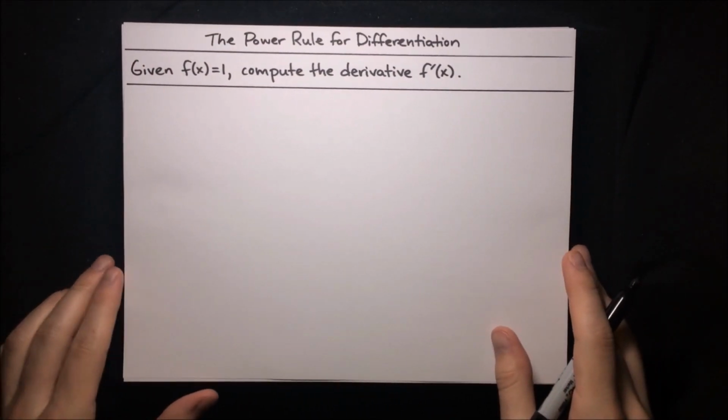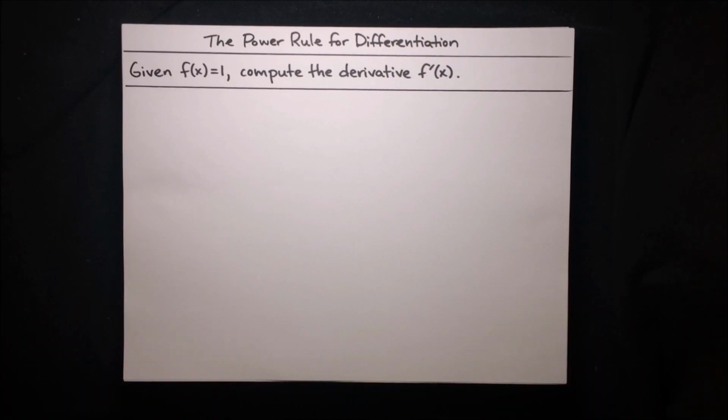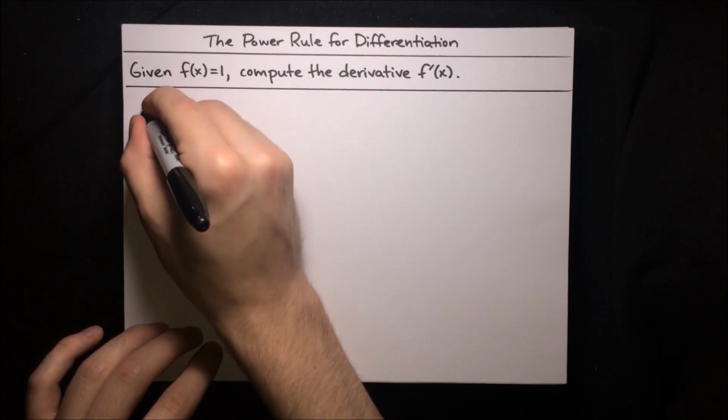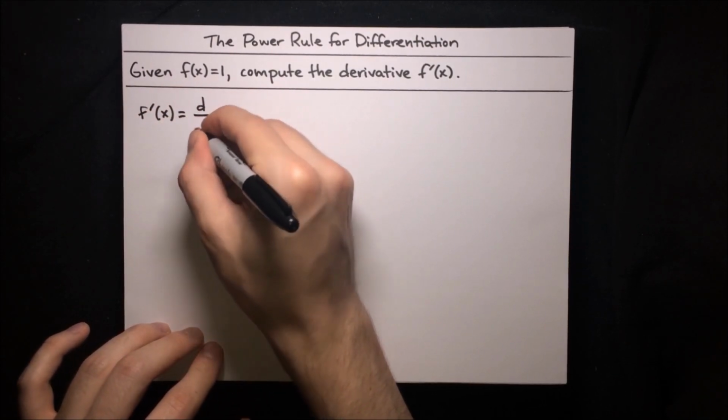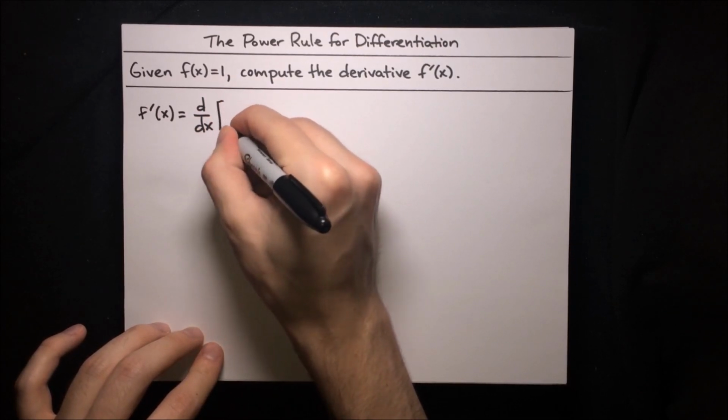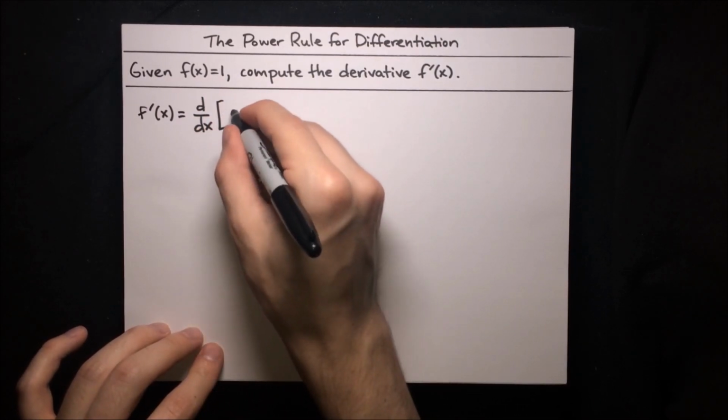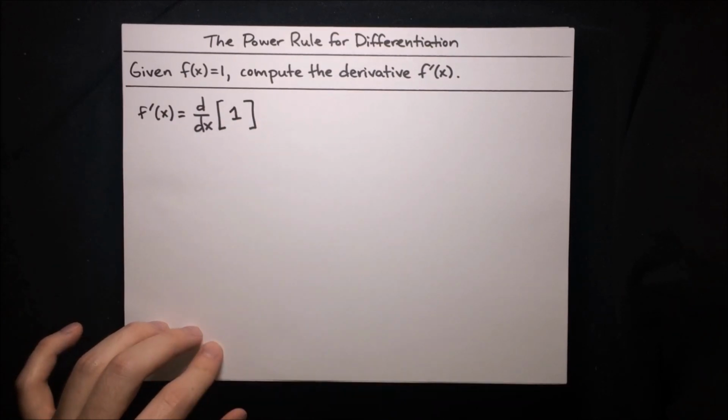Another question. We're given that f of x equals 1, and we want to compute the derivative f prime of x. So using derivative notation, f prime of x is equal to d over dx, the derivative of the expression for f, which is just 1. Now remember, in order to differentiate using the power rule, we need to get the expression into the form x to some power. So can we do that with 1? Is x to some power equal to 1? Well, yeah, anything to the 0 power is equal to 1.